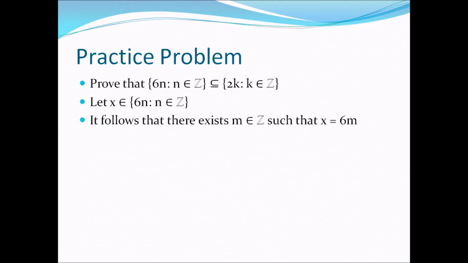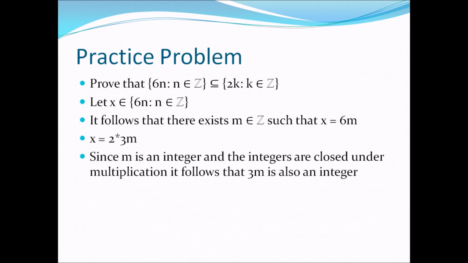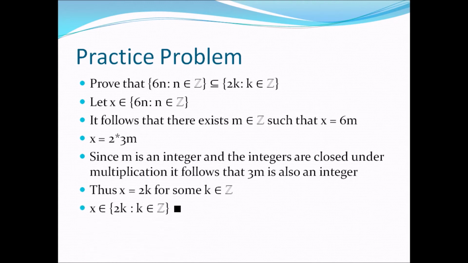So it follows that there exists an m in the integers such that x is equal to 6m. x is equal to 2 times 3m. So we just factor that 6 into a 2 times a 3. And since m is an integer and the integers are closed under multiplication, it follows that 3m is also an integer. Thus, x is equal to 2k for some k in the integers, namely k is equal to 3m. Therefore, x is in the set {2k such that k is an integer}, and that square box at the bottom denotes the end of our proof.